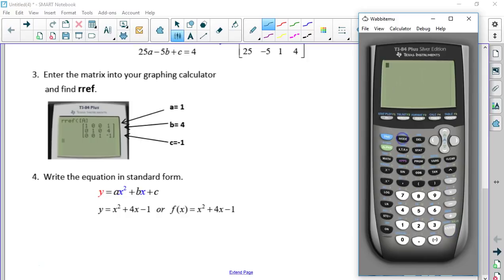We quit, come back in the matrix, go over to math, and go up to RREF.